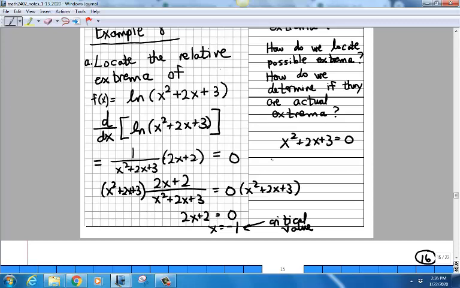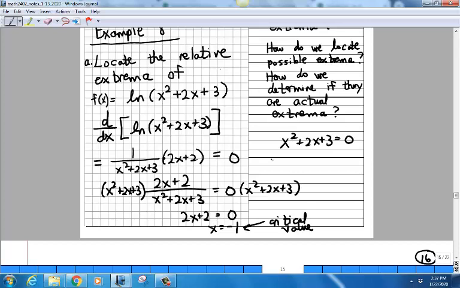Factoring is a good method. Or if factoring doesn't work, what's your other option here? Quadratic formula, right? These are all things you're going to have to use at various times in the course. Well, this x squared plus 2x plus 3 does not factor.